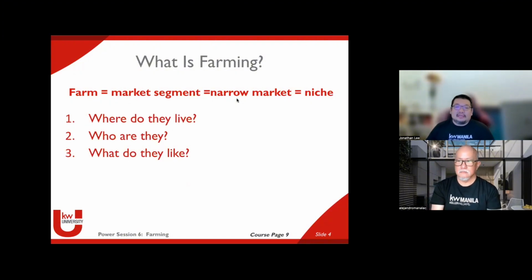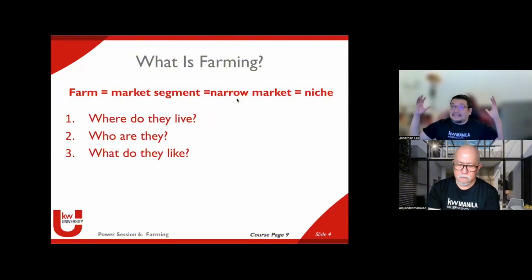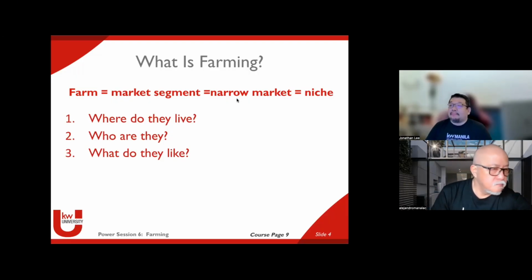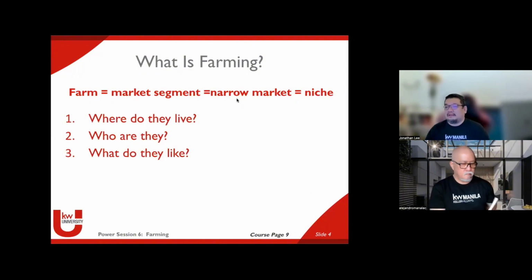So farming equals market segment, equals a narrower market, equals a niche market. Now, let me just pause for a while and talk about these few words. Market segment is a very big word, right? Narrow market is a very big word. The goal of having that market segment is, I will ask you to just think about your strength. Ask yourself, what's your strength? Who are the kind of people that you will likely serve well?